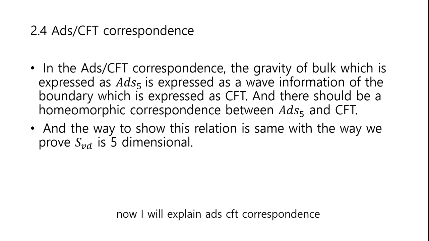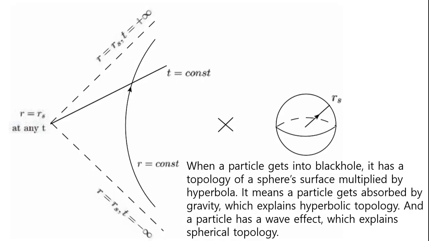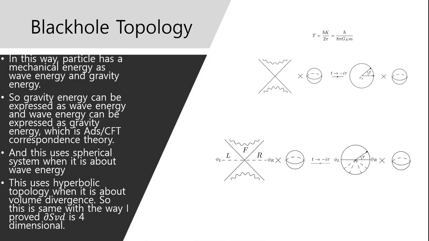In the AdS-CFT correspondence theory, the gravity of the bulk, which is expressed as AdS5, is expressed as the wave information of the boundary, which is expressed as CFT. And there should be a homeomorphic correspondence between AdS5 and CFT. And the way to show this relation is the same as the way we proved S3D is 5-dimensional. When a particle gets into a black hole, it has a topology of a sphere's surface multiplied by hyperbola. It means a particle gets absorbed by gravity, which explains hyperbolic topology. And the particle has a wave effect, which explains spherical topology.